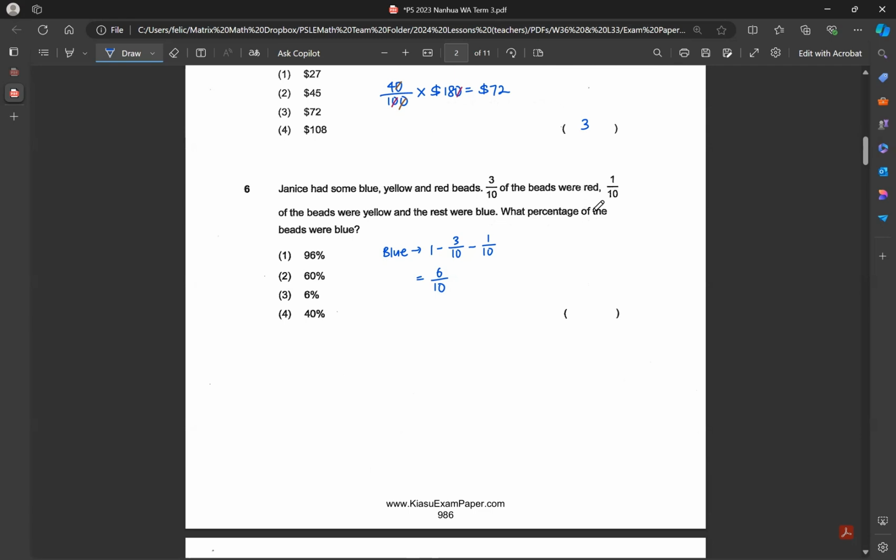Now the question wants a percentage for the blue beads. Okay, so to do percentage means you can go on to change the denominator to 100, 60 over 100, and this works out to be 60%. Okay, so it's option 2. Alternatively, you can just take 6 over 10 times 100% to convert a fraction to a percentage. That works also.